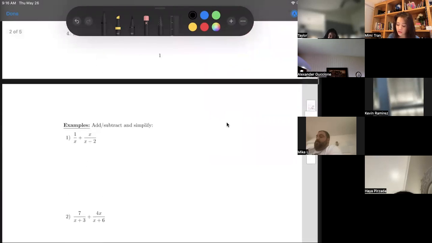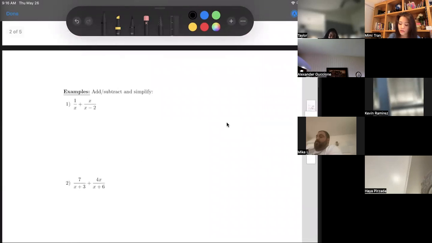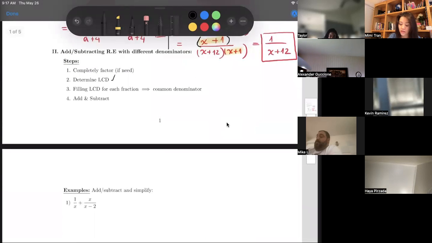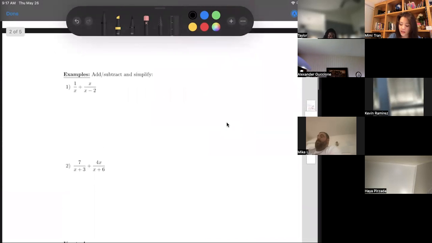Let me demonstrate with example 1. For this one, I don't have to factor because each of them is already prime. 1 and x minus 2 are both prime. So all I have to do is the second step, determine my LCD.